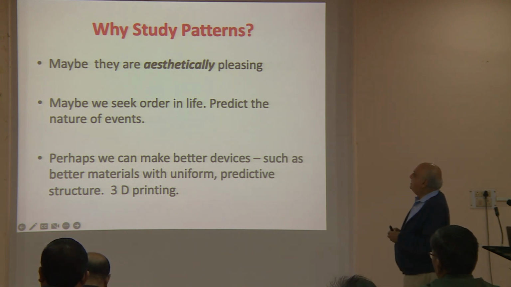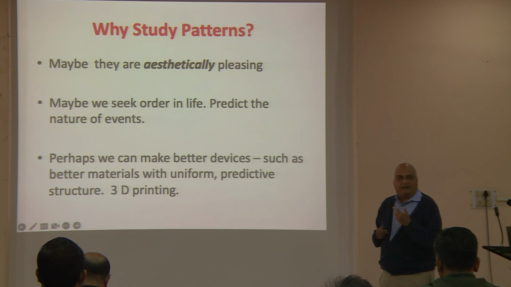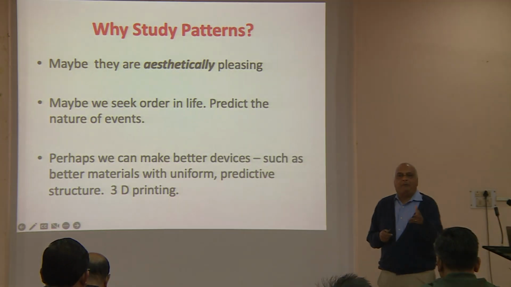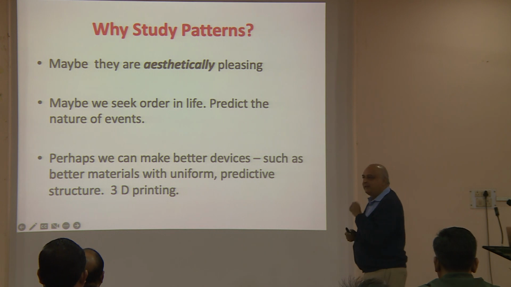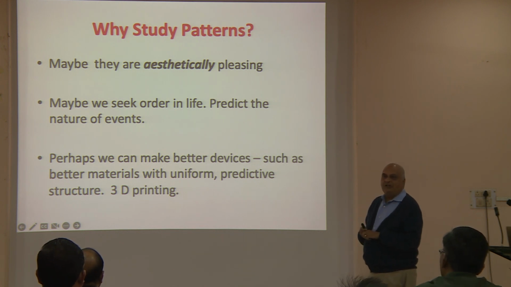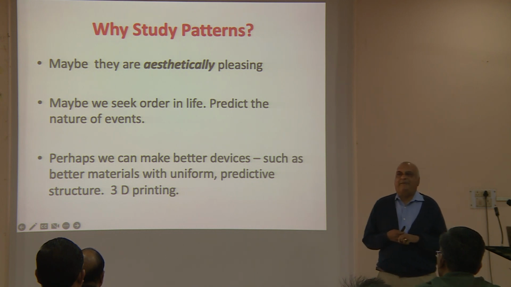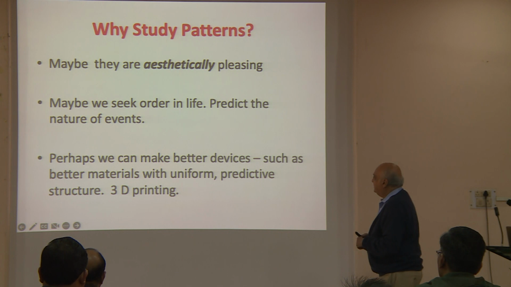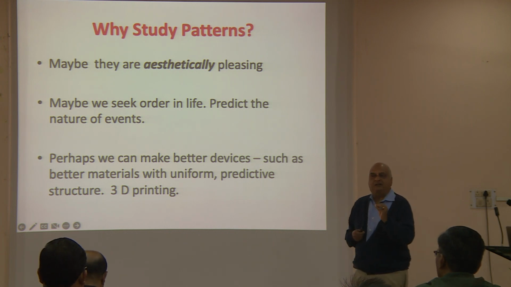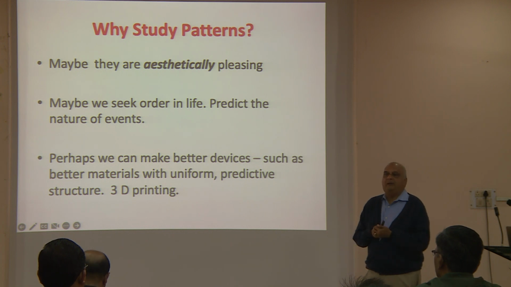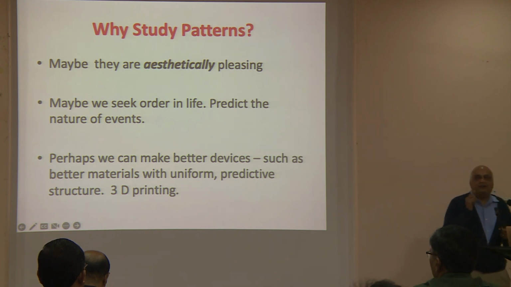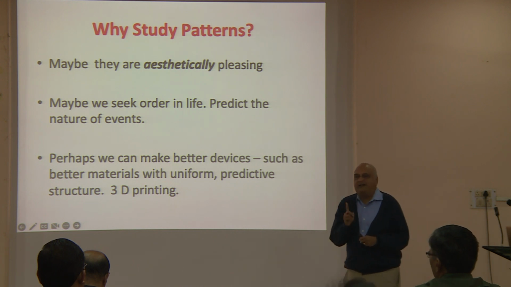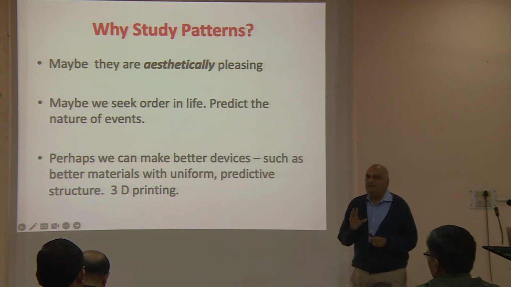Aesthetics in patterns. Maybe we seek order in life. We want to predict the nature of events. And it's not simply writing one more paper. There has to be a connection. Or perhaps we can make devices. Typically, chemical engineers want to do something which they think is going to benefit society, such as better materials with predictive structure. Examples where you might apply this to microfluidics or 3D printing and so forth. So there are many reasons, but I want us to understand that what we do in the lab is not isolated from what we see in nature. There is a connection.